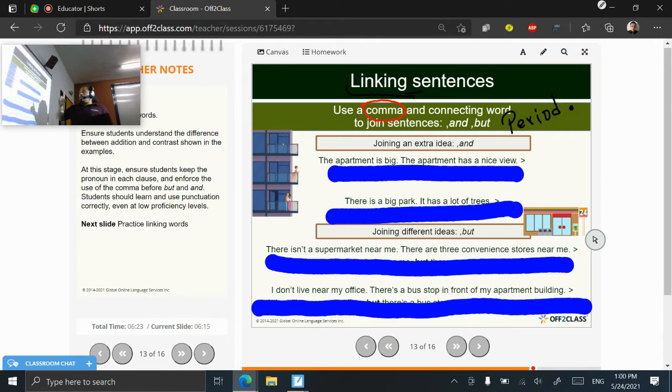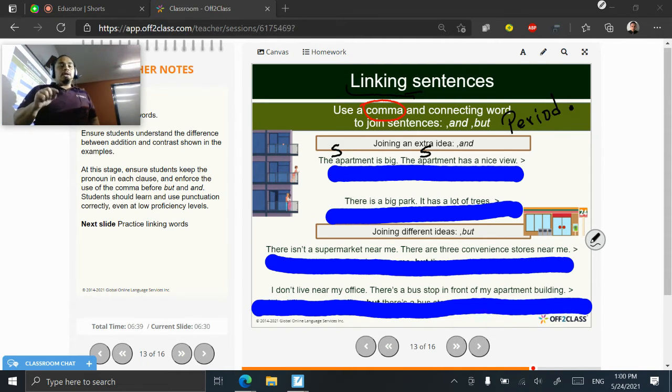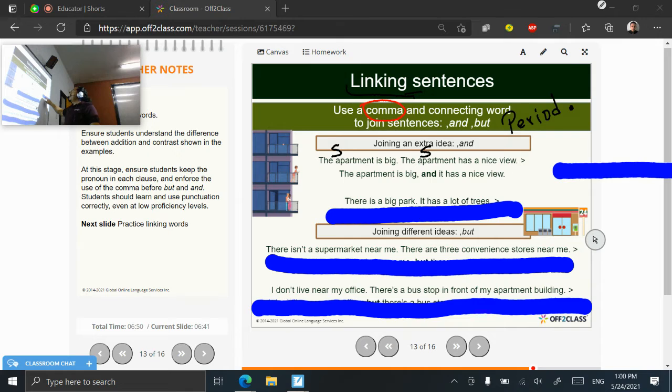together considering this, that the apartment we're talking here is the same. So this subject is the same as this one. So we're talking about the same apartment, but we're talking about two different characteristics of the same apartment. Therefore, we could say something like, the apartment is big.